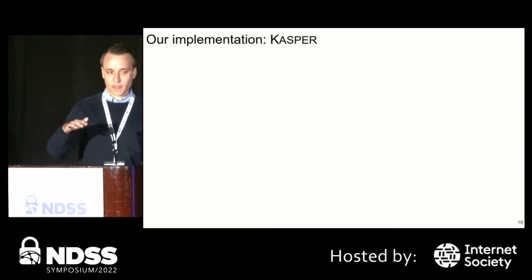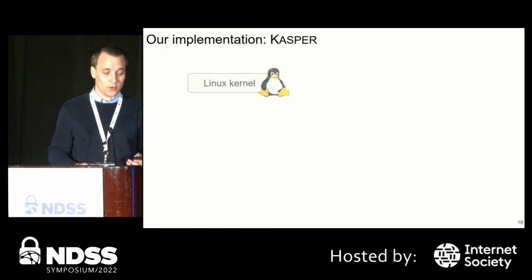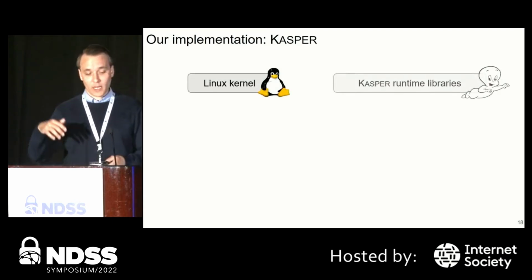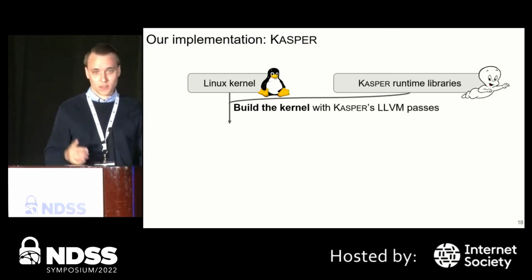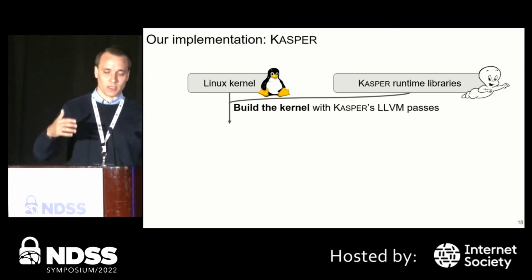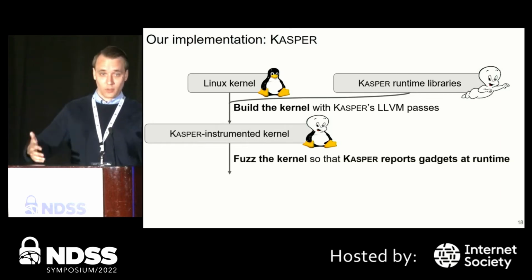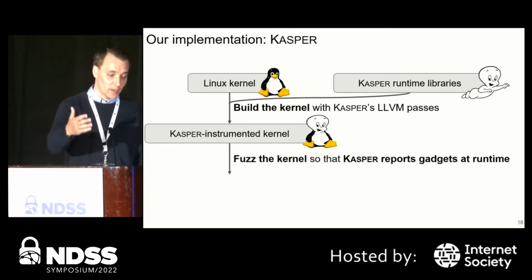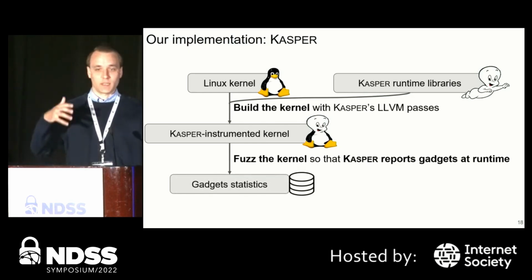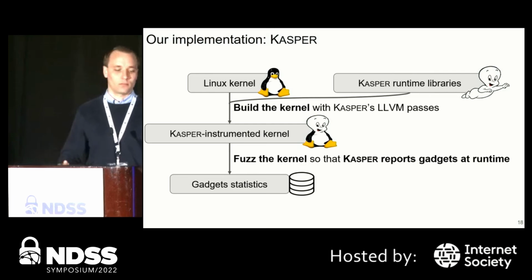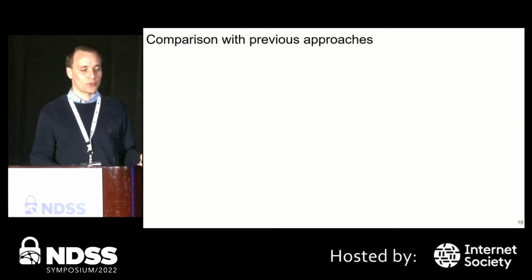Our implementation is for the Linux kernel. We take the Linux kernel and we add some runtime libraries. We build the kernel with our LLVM passes to add things like taint analysis and speculative emulation. So we have a Kasper-instrumented kernel that you can actually run, and then it reports gadgets at runtime. We fuzz it, it reports gadgets, and then we get some gadget statistics that a developer could use to mitigate.